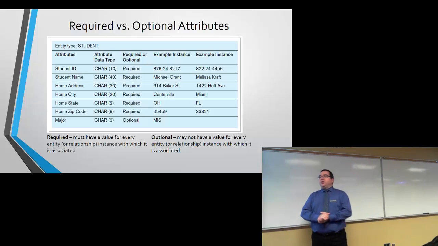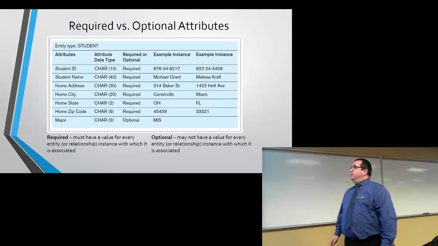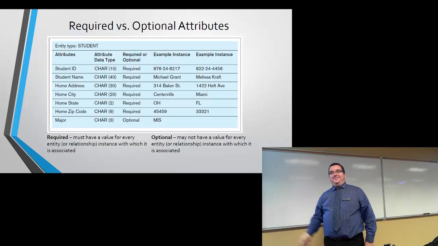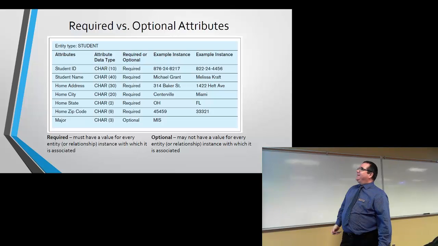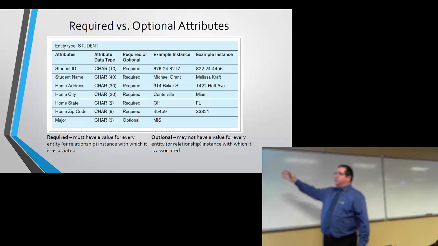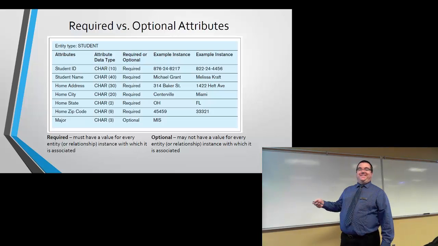Okay, now to talk about required and optional attributes. If you look at this, this is actually in the textbook, which you don't have. This is a sample of the contents of a table with the attributes they would have. So you've got an entity type, student, and different attributes. These are the different things that make up a person, going down this side: student ID, their name, their address, home, city, state, and so on.